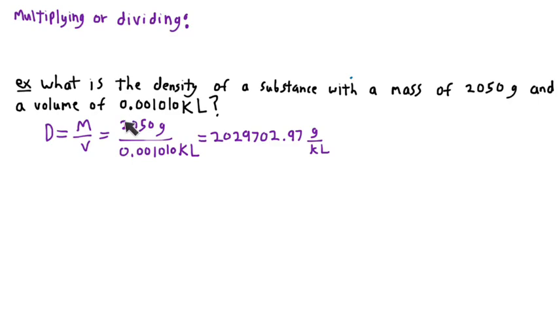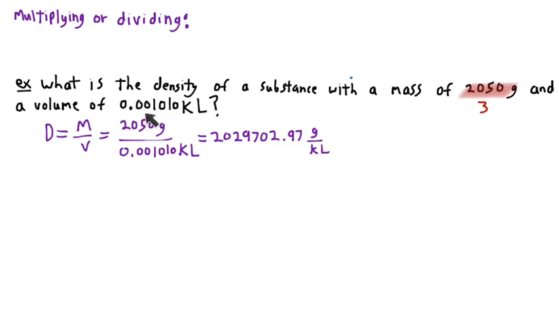So in this top number, the 2050, this last 0 is just a placeholder. We could write this 2.05 times 10 to the third. So zeros at the end are placeholders. Zeros in the middle, they always count. So that's going to be 3 significant figures.